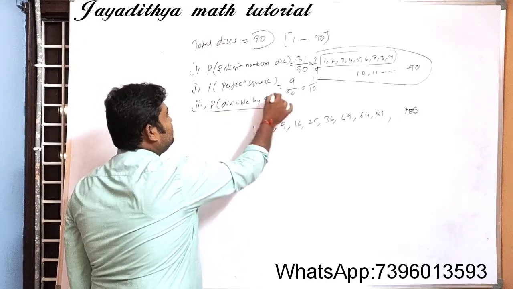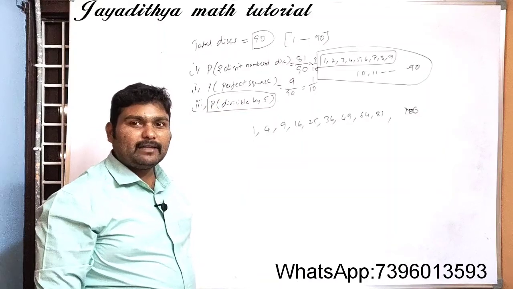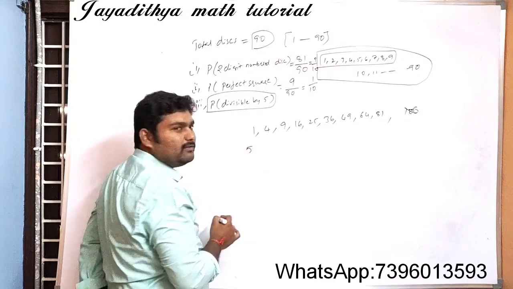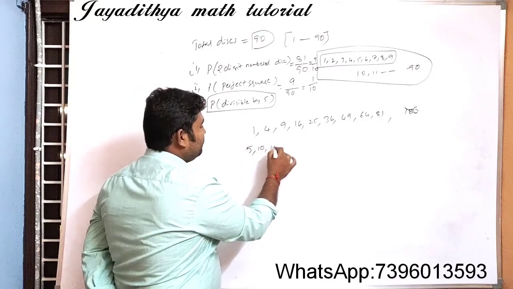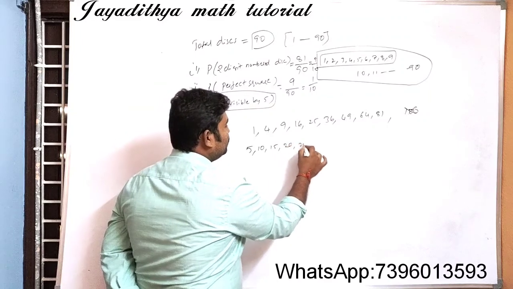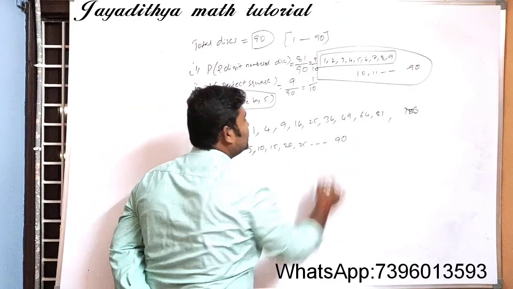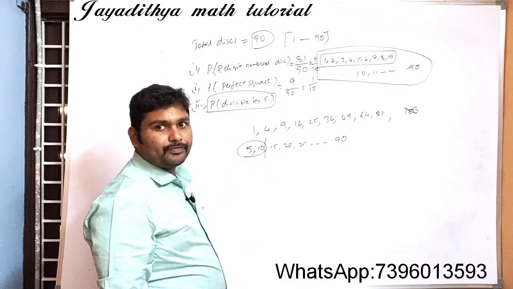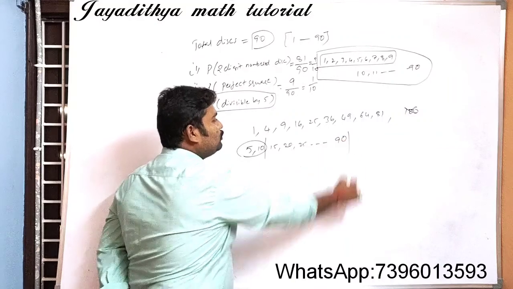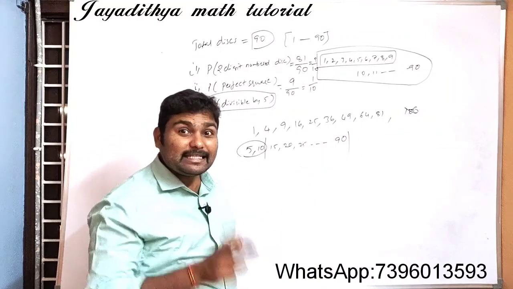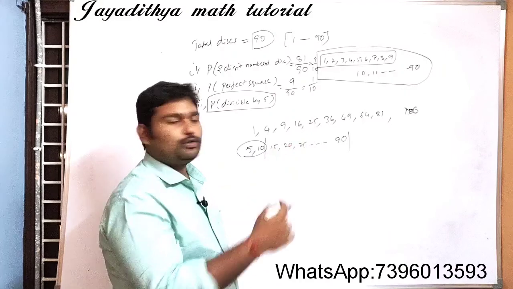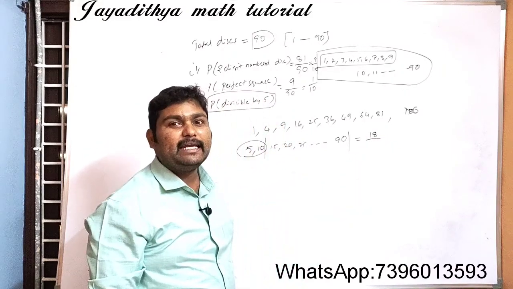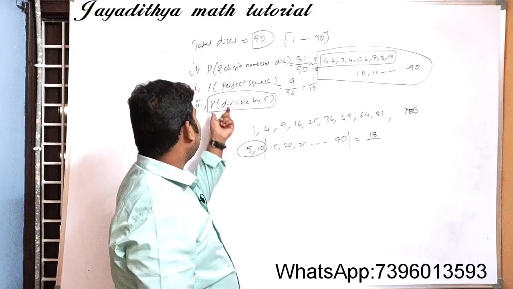Next one, the number which is divisible by 5. If you think, 5 is divisible, 10, 15, 20, 25, so on up to 90. See here, for every 10 numbers you will be having 2. Here we have a total of 9 tens, so 9 into 2. That is 18 numbers which will be divisible by 5.